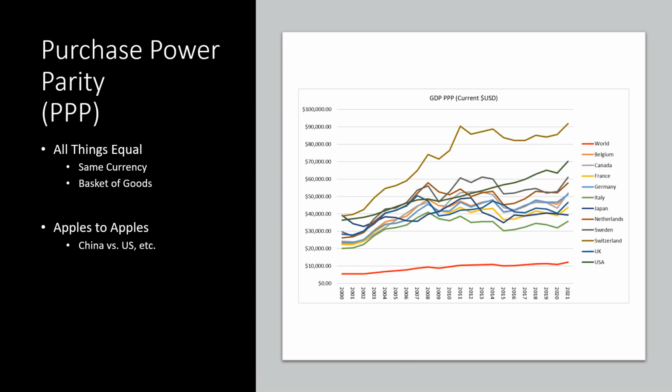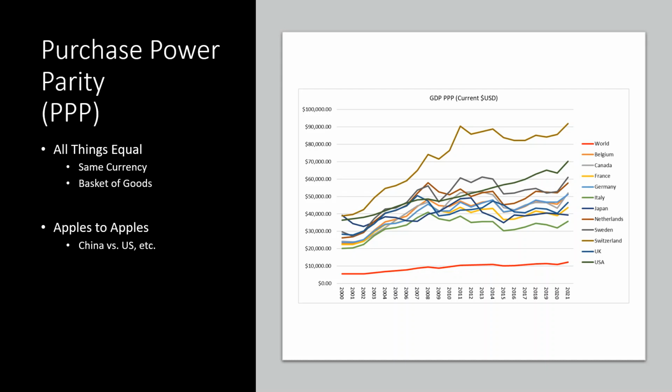The next term is purchasing power parity, or PPP. This is a measurement that takes all things equal. It puts them into the terms of the same currency, and it measures the same, what they call basket of goods, or essentially a grouping of how much does bread cost in one nation and in what currency, and how much does it cost in a different nation in a different currency. And it puts those things all equal against each other to be able to make comparisons across different currencies. It lets you go apples to apples, so you can compare China versus the US and the cost of living in different countries.